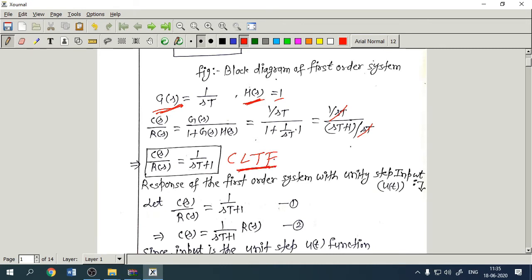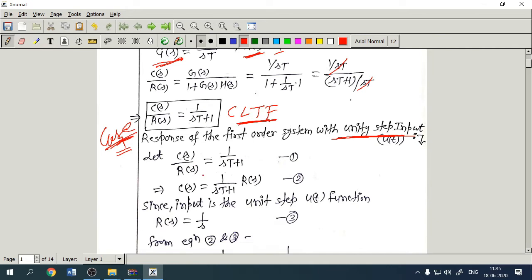Now, if we are giving different types of input like unity step input, ramp input, and impulse input, then we'll find the response for the different types of input. First I will consider when we are giving the unity step input. When we are giving the unity step input, then we will find the response. Now we will see the behavior of the first order system with unity step input, right?